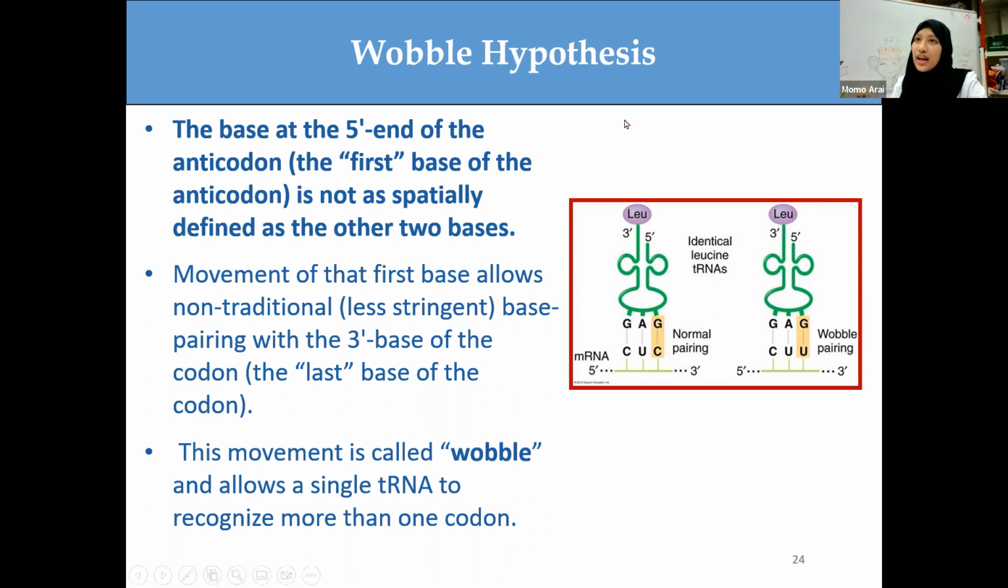Now, there's something called the wobble hypothesis. So remember how I said the code in DNA is degenerate, which means that the third base, even if it's different sometimes, can code for the same amino acid? The same is true for this. So you know how the normal pairing is between G and C. It's always C with G together. But in some cases, there can be U, for example, with G. There can be A with G, but it's okay because for the last base here, it's okay for it not to be the same always. So that's called the wobble hypothesis.